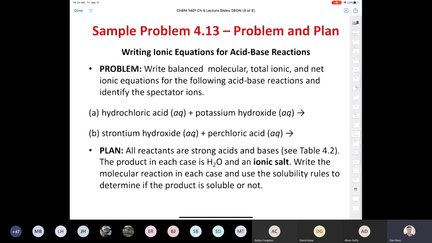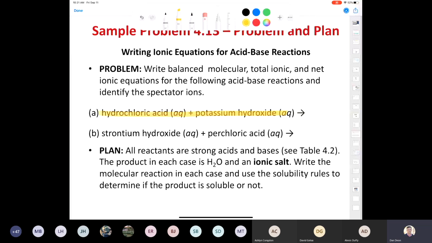Let's try one of these problems, and then we'll move on to a different subject, the subject of titrations. It says here, write a balanced molecular, total ionic, and net ionic equation for each of the following acid-base reactions and identify the spectator ions. Let's just start with this one right here. Hydrochloric acid plus potassium hydroxide. What's hydrochloric acid? It's HCl, aq. What's potassium hydroxide? It's KOH, aq.